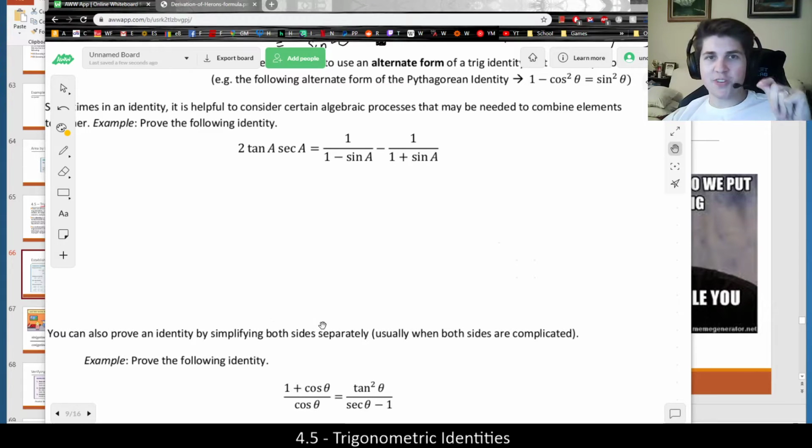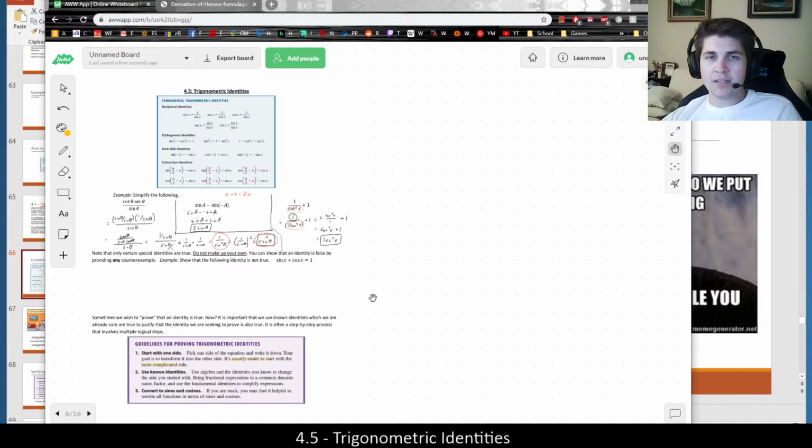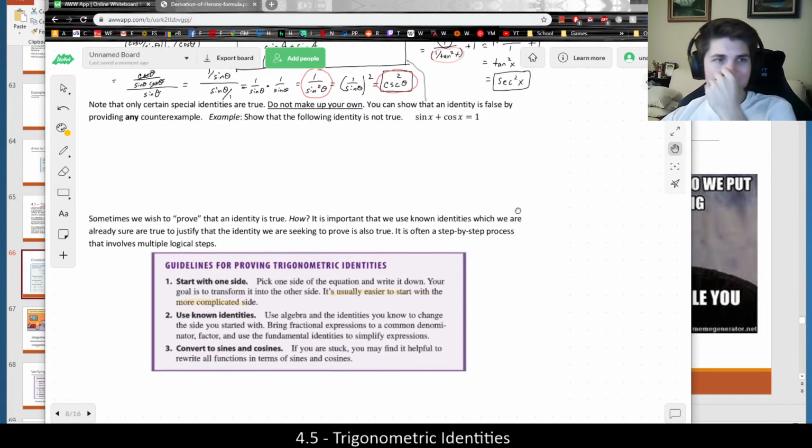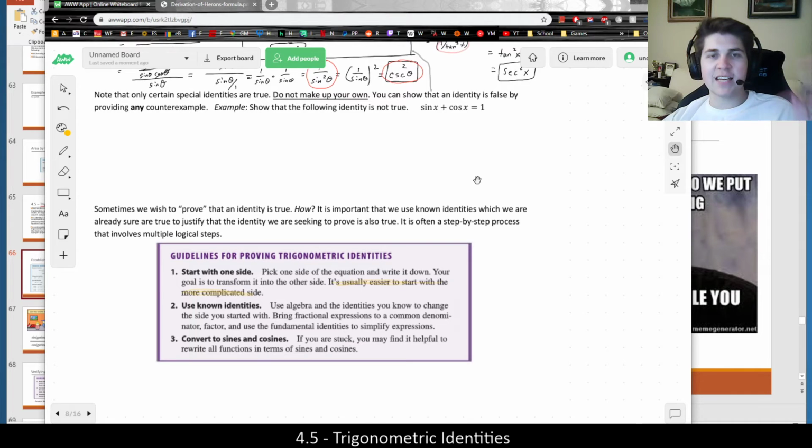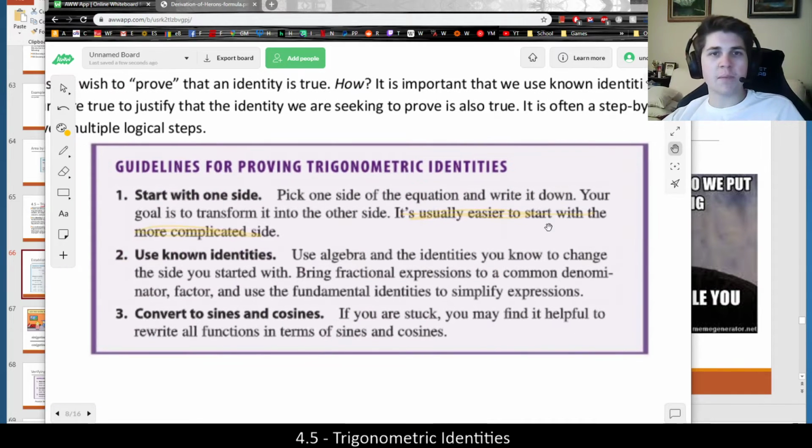Let's prove another trigonometric identity. This one is a little bit harder, but let's keep practicing those steps that we talked about in the last video. And actually, we only got to step 1, and I didn't talk about steps 2 and 3, but we've already kind of talked about those. But let's return back to the guidelines.